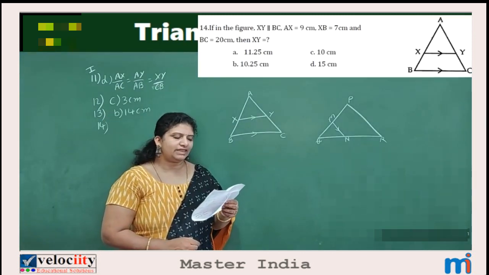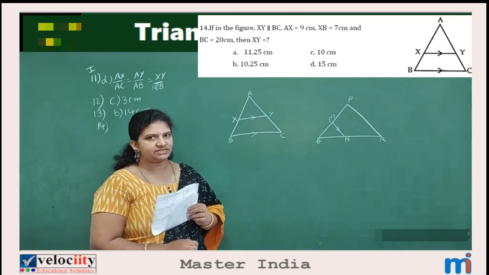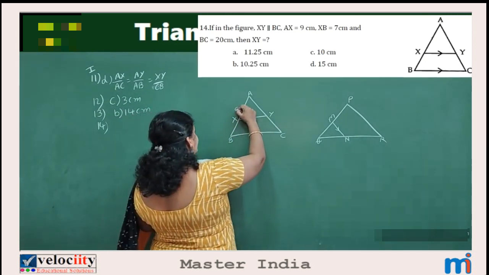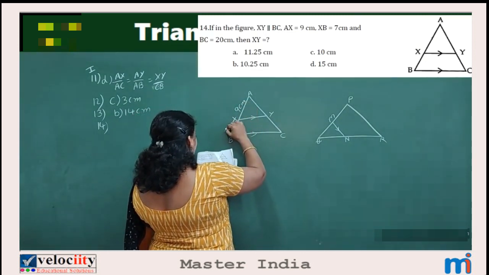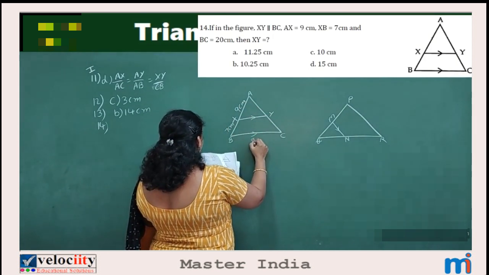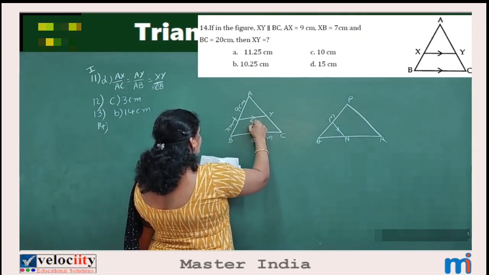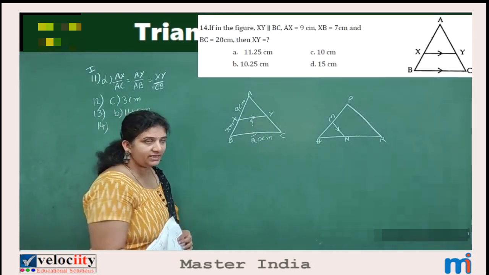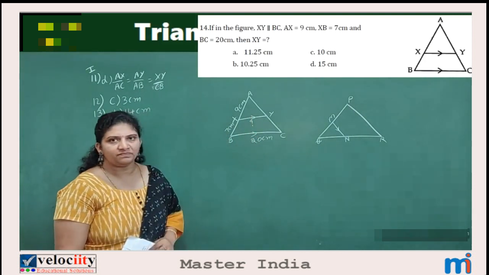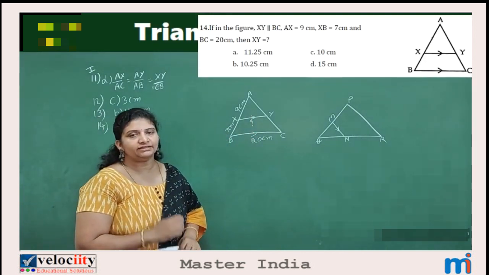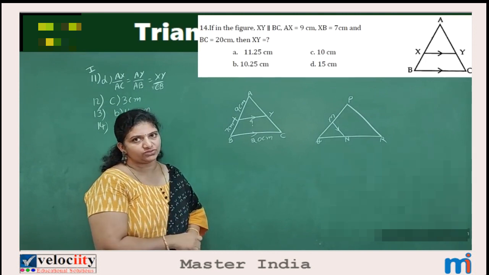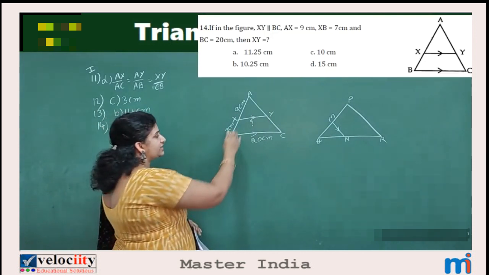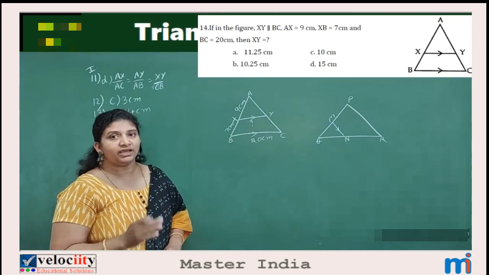14th one, if in the figure XY is parallel to BC, AX is equal to 9 centimeter and XB is equal to 7 centimeter and BC is equal to 20 centimeter. Then XY is your question and they have said XY is parallel to BC. By basic proportionality theorem, I can equate the ratios. But I can equate only these two ratios. Then for this ratio, you need to apply the corollary.